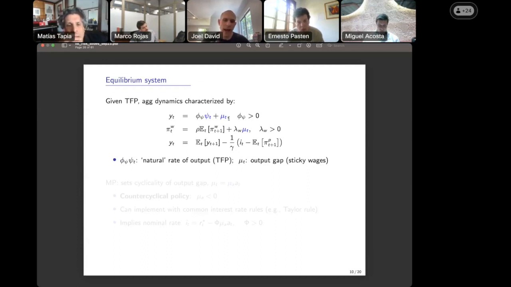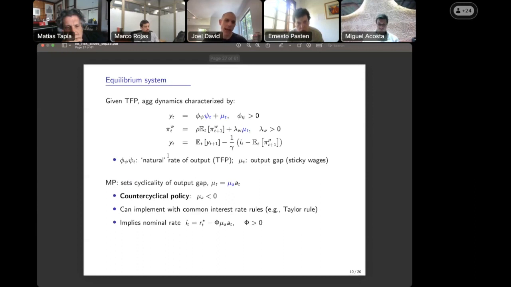Okay, but just think about aggregate output as being determined by TFP and the output gap, a standard New Keynesian Phillips curve, and a standard IS or consumption Euler equation. And I won't go through those in detail. Okay, so lastly I have to take a stand on the conduct of monetary policy. For now, I'm going to assume that monetary policy, and this actually proves pretty convenient, is going to directly choose the behavior of the output gap. So it's going to choose a parameter mu A that's going to tell me what the output gap is as a function of the exogenous shock AT.